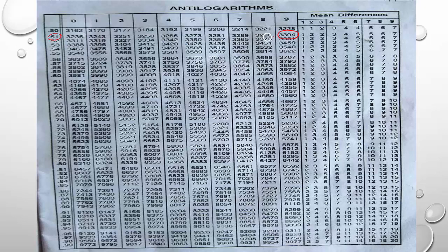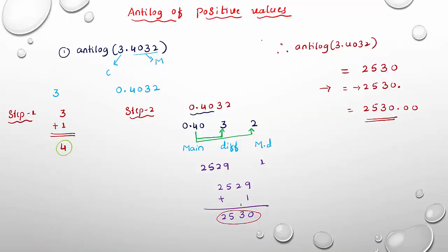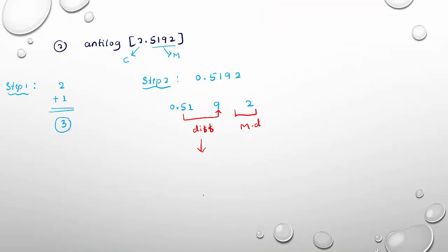0.51 is observed at 9 in the difference column. So the number is what? 3304. Similarly, here I am going to write that number, the number we got, 3304, plus the second point.